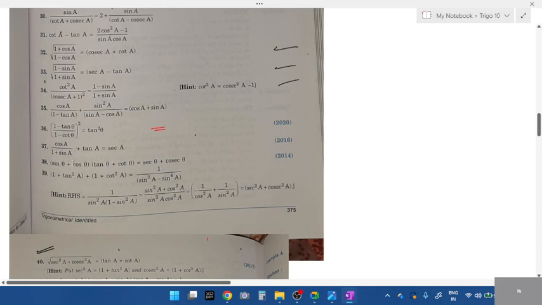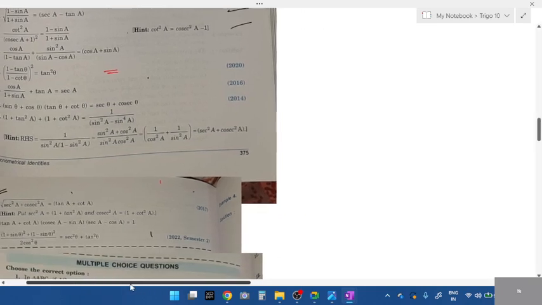Okay, I had given 4 homeworks. All these questions I had given as homework. I want you all to try it. The 39th is not required. See, 2020, 2016, 2014 previous year questions. We'll do that.